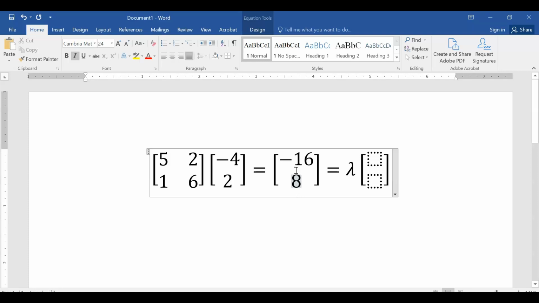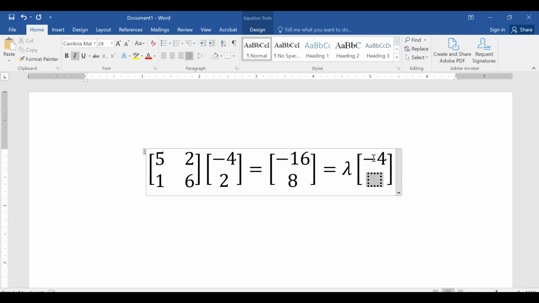So the question is, is negative 16, 8 a multiple of negative 4, 2? All right, it is. We can take negative 4, 2 and multiply that by 4. So in this case, our lambda, our eigenvalue, is going to be 4. Okay, so yes, negative 4, 2 is an eigenvector, and moreover, it has eigenvalue of 4.